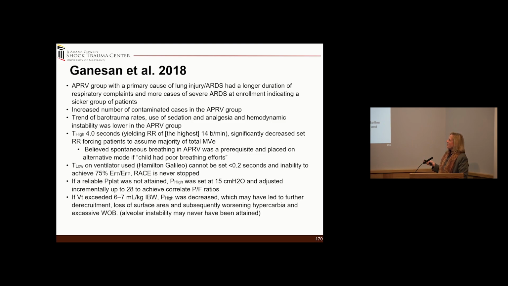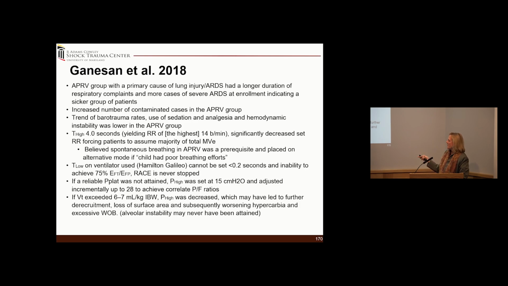The T high, now this was set to 4 seconds in a pediatric population. That means that because of the ventilator they used and the lowest T low that they could obtain, we did the math, and the highest rate was 14 breaths per minute. So that's going to have a lot of CO2 issues with a smaller patient range. And they even state in the paper that spontaneous breathing was a prerequisite, and they placed the patient on an alternative mode if they had poor breathing efforts. Again, this is this contaminated group: if they had CO2 issues, they took them off APRV and put them on conventional to bulk ventilate them, when all they had to do was reduce the T high.